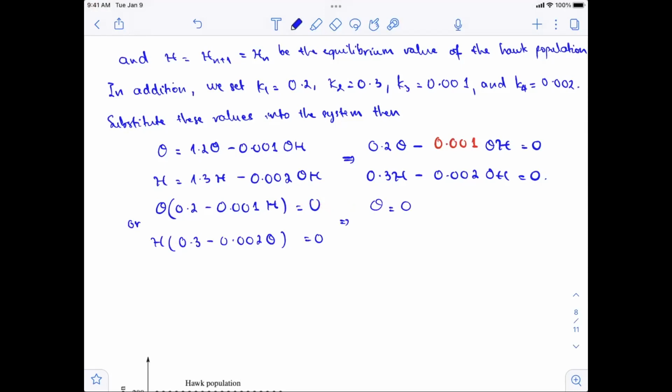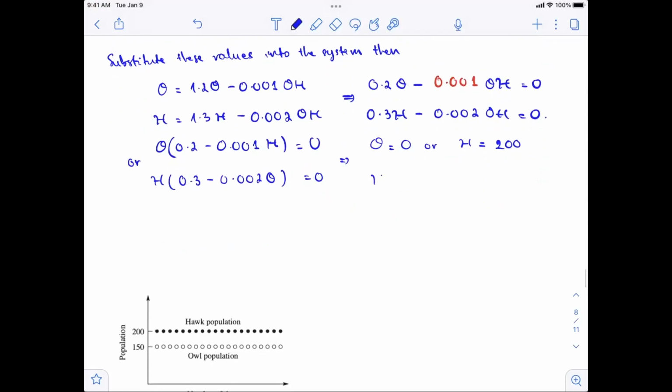That the owl population equals 0, or the hawk population is equal to 0.2 divided by 0.001, or for short, 200 hawks. And then in the second equation, you have H equal to 0, or O is equal to 0.3 divided by 0.002, or 150. Okay, so in this particular problem, you have two equilibrium values.